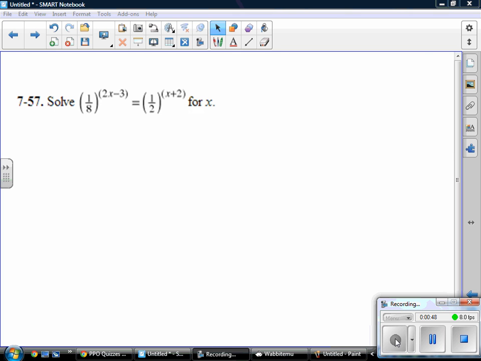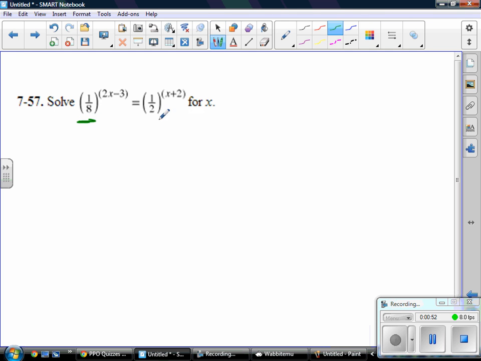What we want to do, we know if we have the bases the same, if this base equals this base, then our exponents need to be the same, right? If I have 4 to the x power equals 4 to the second power, to make these things equal, the x needs to be equal to 2. So we'd set the exponents equal to each other.